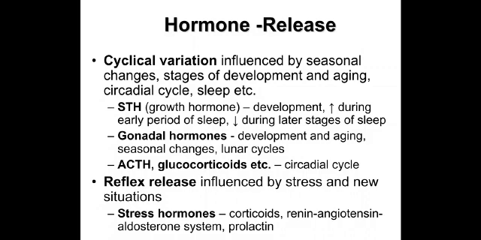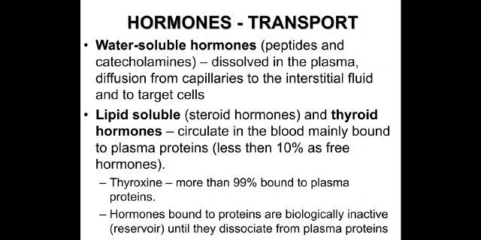menstrual phase, the proliferative, the ovulatory and secretory phase. The adrenocorticotropin and glucocorticoids have circadian rhythm. They are secreted in the morning hours, 4 o'clock to 8 a.m. There is reflex release influenced by stress and situation. The stress hormones are mainly the corticoids, renin-angiotensin, aldosterone and prolactin.